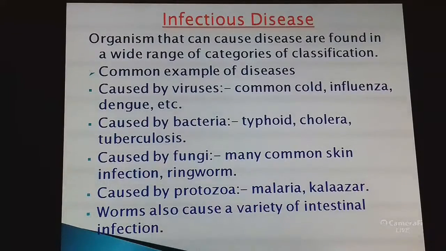Clear? You understood? Disease causing microorganisms can cause different types of disease: caused by virus, for example common cold, influenza; caused by bacteria, typhoid, cholera; caused by fungi, many common skin infections; and worms also cause a variety of intestinal infections. So what are the differences between infectious and non-infectious disease?